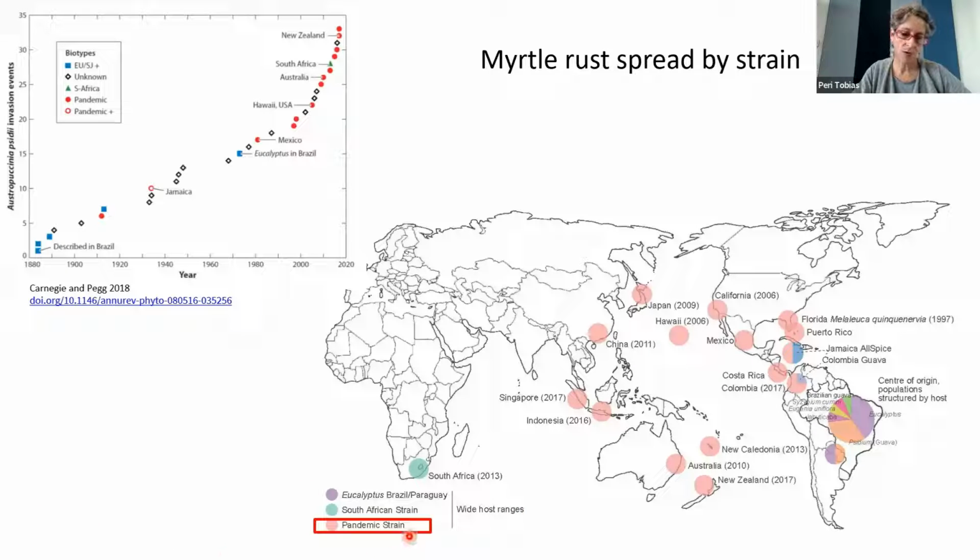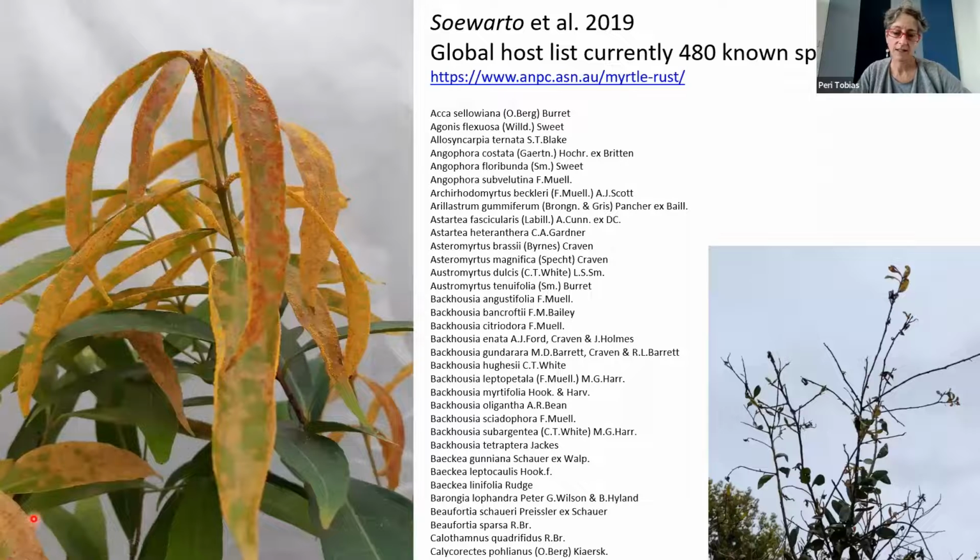You can see these dates; they're relatively recent arrivals. The other key point is that this pandemic strain has a very wide host range, as does the South African strain, which is actually different to the pandemic strain, and that was found there in 2013. There is a global host list on this website, currently at around 480 known species. This is quite extraordinary for a rust pathogen, which is normally fairly host specific. So the pandemic strain particularly has this extraordinarily broad host range.